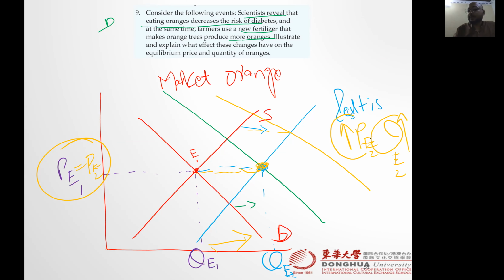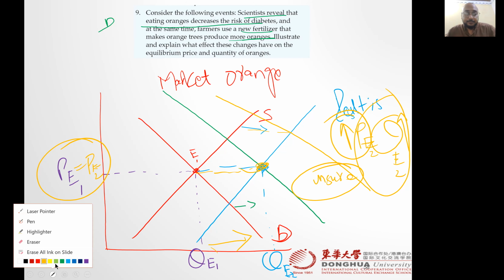So price is going to be unsure, but for sure quantity is going to be increased. So some of you, I saw that price decrease or increase, but for sure quantity is increased. Clear, everyone? Yes.